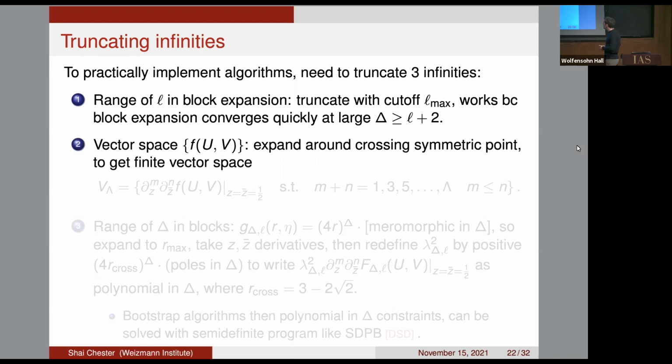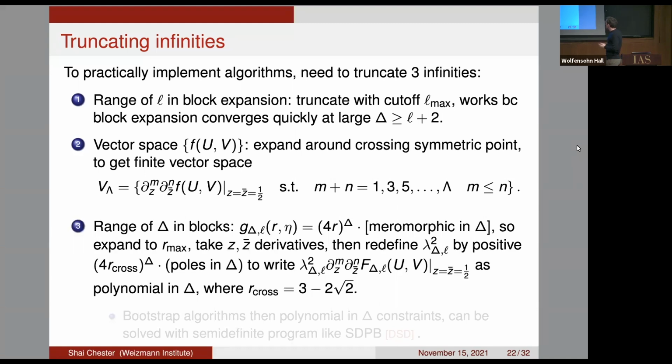The second infinity is the fact that our vector space is infinite dimensional. It's all these functions of u and v. The way this is conventionally dealt with is that we just truncate to some finite dimensional subspace. So in particular, instead of looking at any function of u and v, we look at derivatives of z and z bar with all derivatives up to some cutoff capital Lambda around the crossing symmetric point.